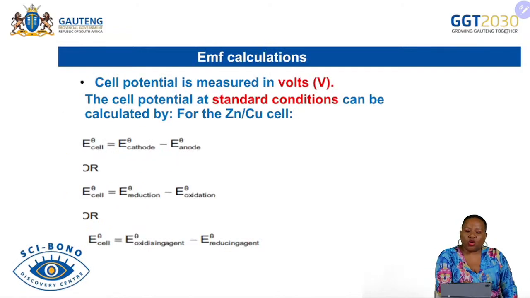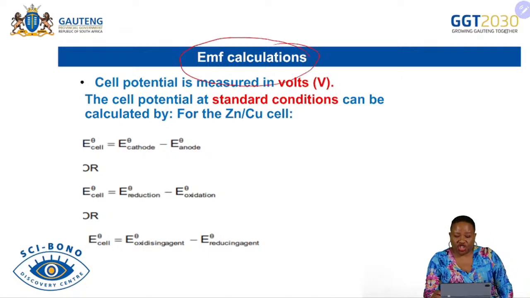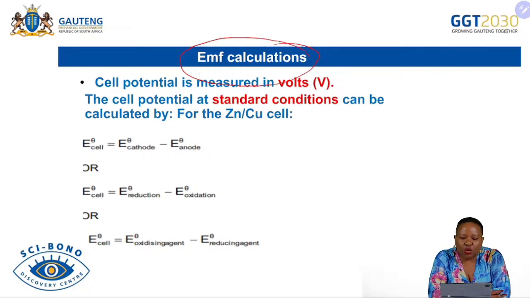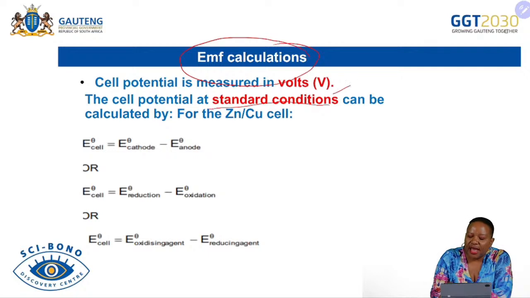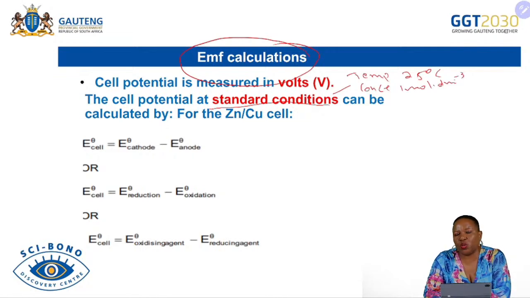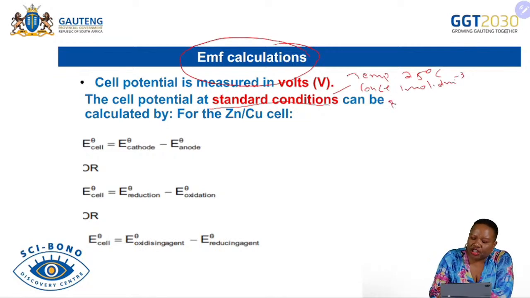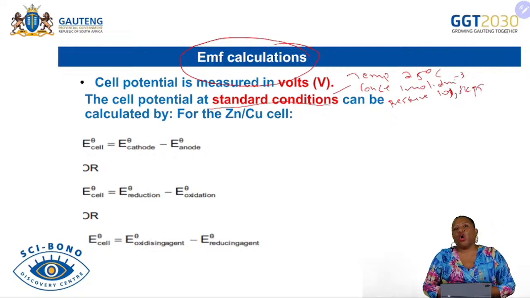Now we also need to calculate the EMF of the cell, which is the cell potential. What you need to understand is that these cells operate at standard conditions. The standard conditions are always provided: the temperature is going to be 25 degrees Celsius for them to function well. The concentration must be 1 mole per decimeter cubed. And in cases where there are gases, like the previous example where there was hydrogen gas, you are going to use a pressure of 101,3 kilopascals.